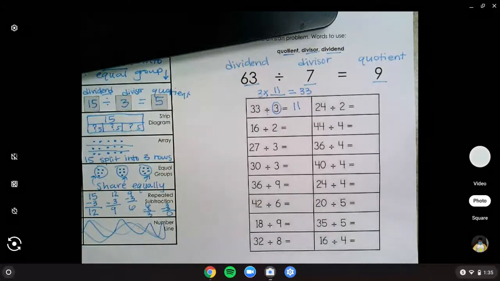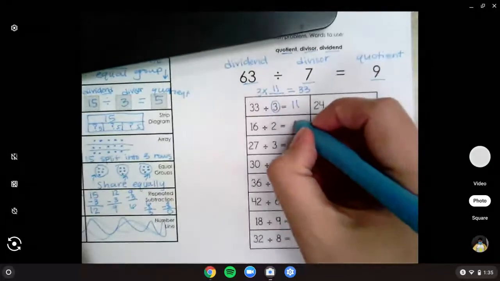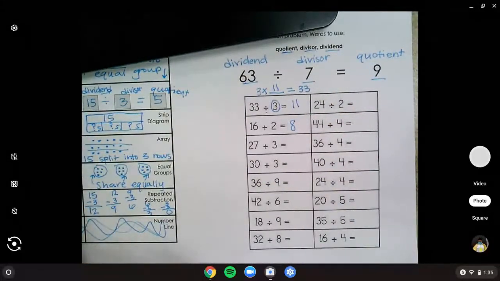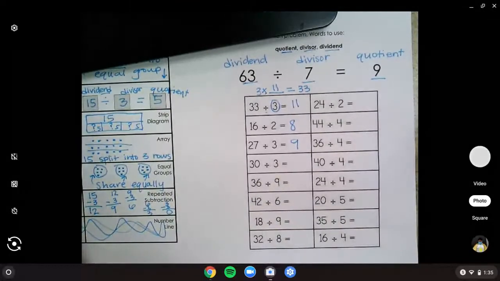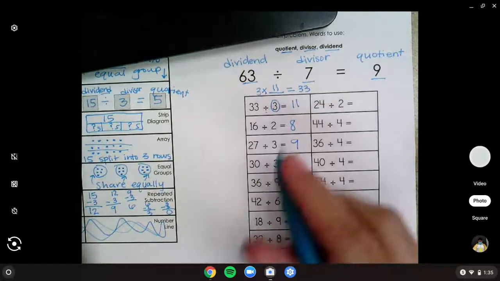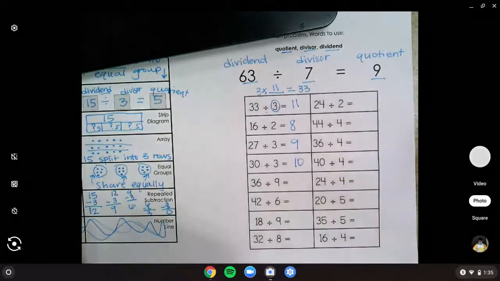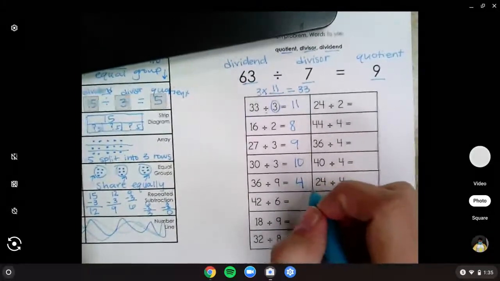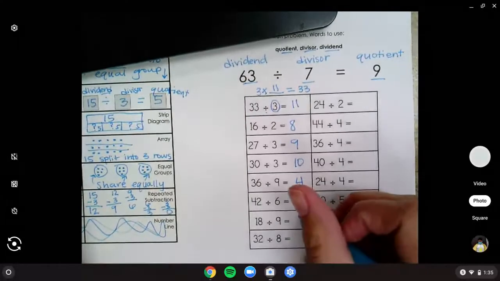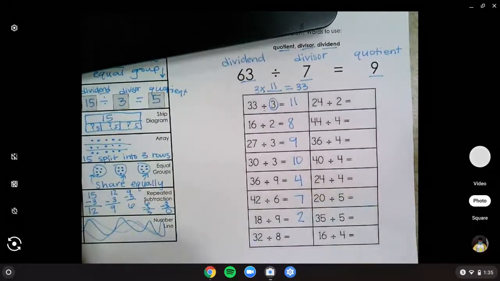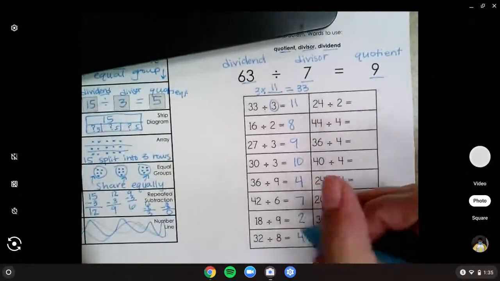All right, let's take a look. 16 divided by 2. Well, 2 times 8 equals 16, so that's 8. 27 divided by 3 gets us 9, because 9 times 3 is 27. 30 divided by 3 is 10, because 10 times 3 is 30. 36 divided by 9 is 4. 42 divided by 6 is 7. 18 divided by 9 is 2. 32 divided by 8 is 4.